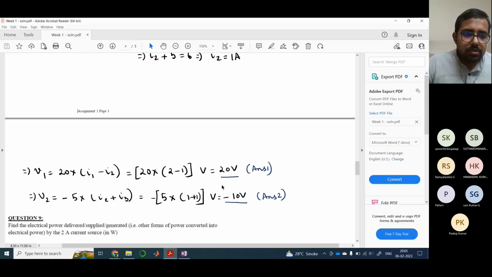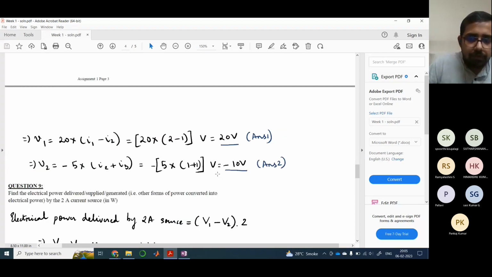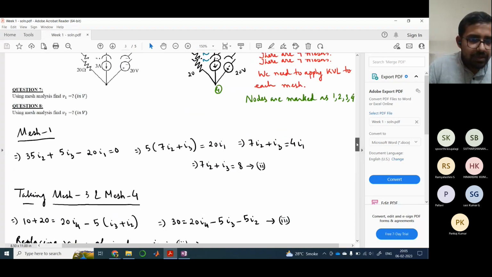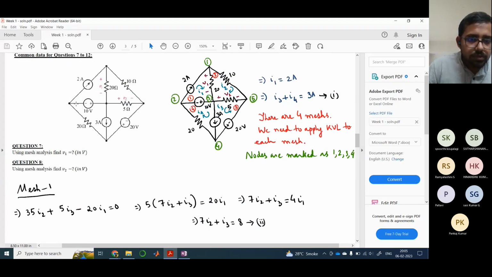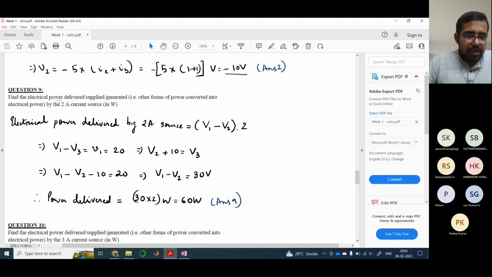Now we will be going to the next four questions. We solved 7 and 8, and this was 7 to 12, so we are left with 4 more questions. This is question number 9. They are telling us to find the electrical power which is delivered or generated by the 2 ampere current source.